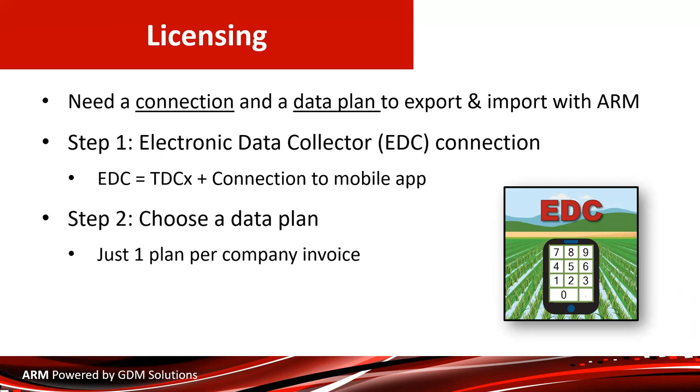The second step is to purchase a data plan. So the data points that are exported from your ARM Mobile are counted anonymously. Here at GDM, we don't see any of your data. When it's being brought into the ARM software, there's just a tally of how many data points come through. And that is tallied and billed per company invoice. So you only need one plan per group, however you have your ARM invoices grouped. If you're a company across multiple countries or anything like that, it's all kind of tied to that group. And so all on one invoice, we will just total up all of the licenses that have worked with the ARM Mobile. Okay, how many data points on each of these licenses? And that will become that data plan.